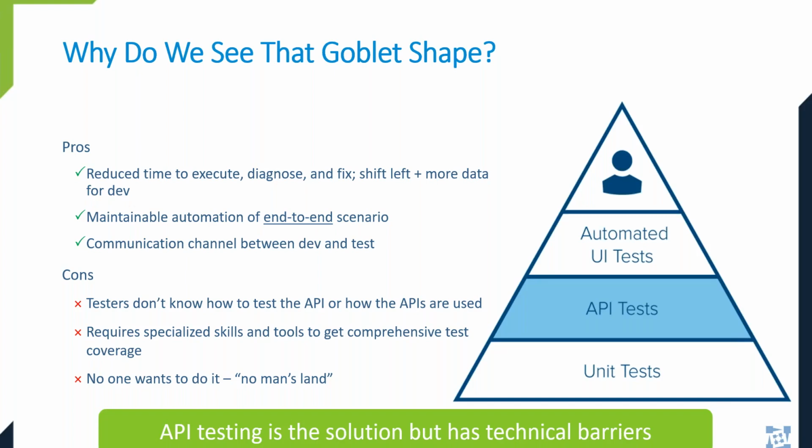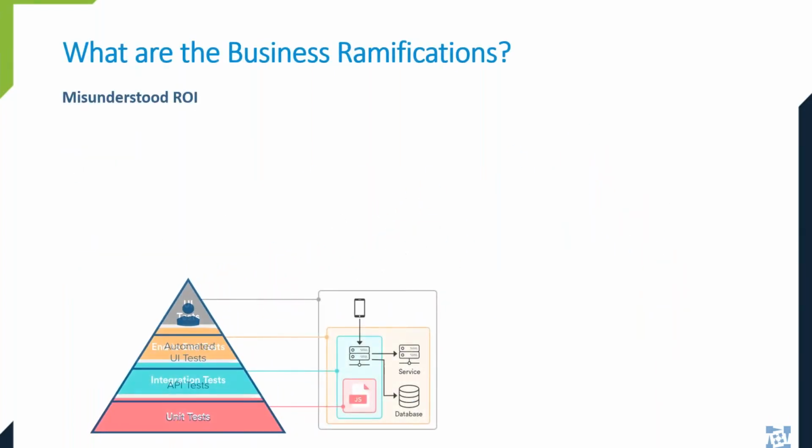But the value from API testing really ends up hitting the bottom line, because there's business ramifications to not testing at the API layers. If we look at this testing pyramid, how it actually maps to our architecture, we see that our front end services, our Angular and our mobile, they're all powered by those back end services and APIs. And so the ROI gets a little misunderstood.